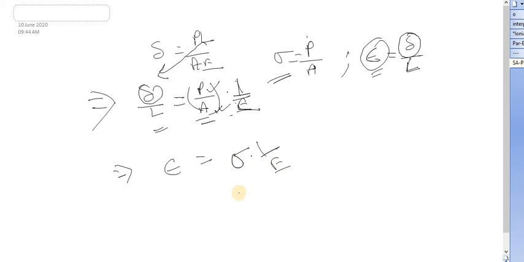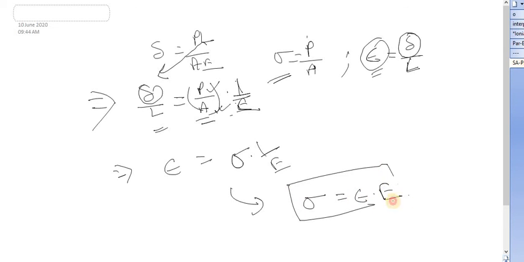So you can say from Hooke's law we can write that our stress is equal to epsilon into modulus of elasticity. Don't call it modulus of elasticity now, just a material property. Or you can say your stress relation simply follows the linear model.